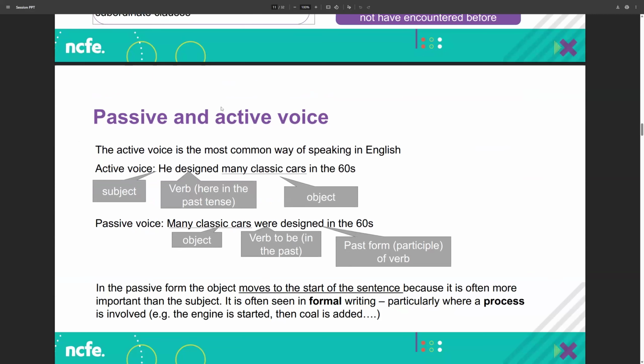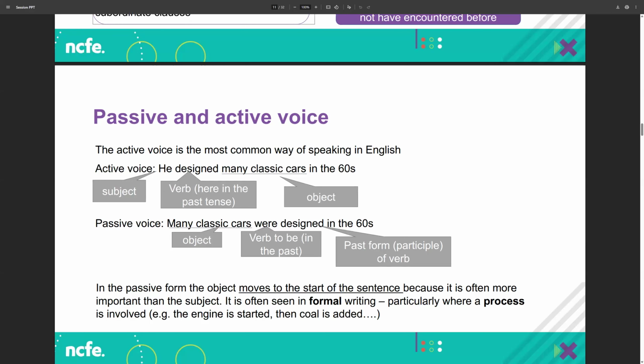Okay, so passive and active voice. This is what we were covering earlier. Active voice: He designed many classic cars in the 60s. Passive voice: Many classic cars were designed in the 60s. Do we understand this, or do you want me to explain it a bit more? I think it's pretty obvious how the sentences change, but let's look at it.